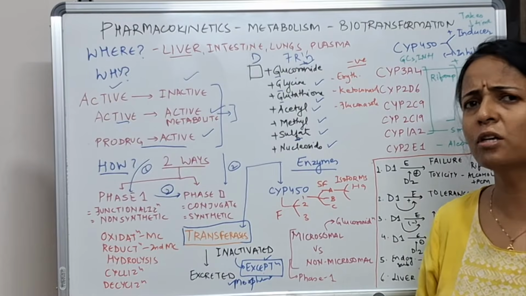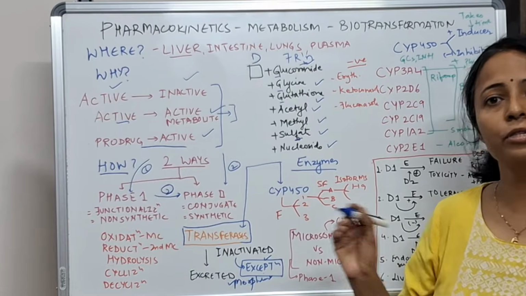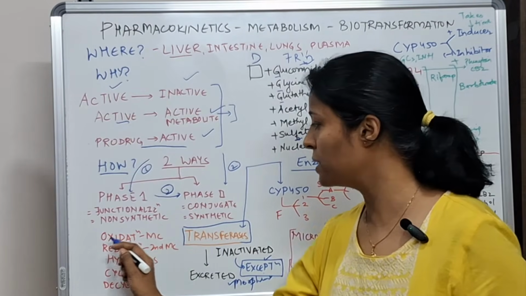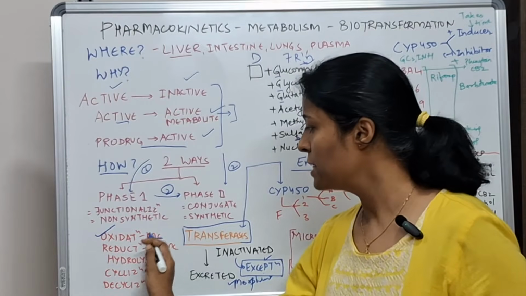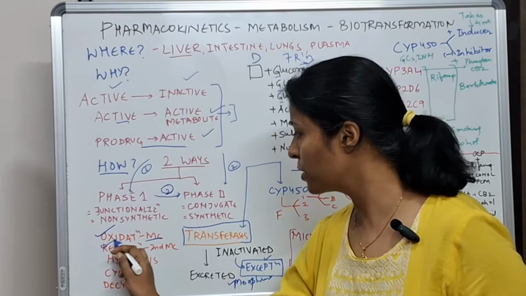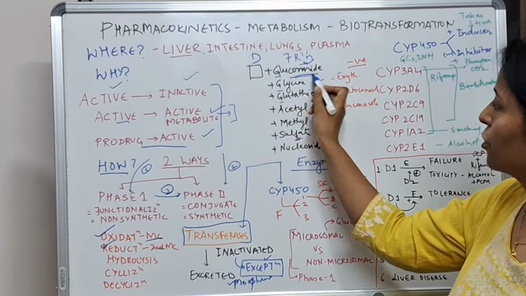So these are exceptions. Mostly it becomes inactivated and is excreted. Now, certain things about it. First thing is that the most common reaction among this is oxidation. Second most common in the phase 1 reactions is the reduction reaction. Among the phase 2 reactions, the most common is glucuronidation.